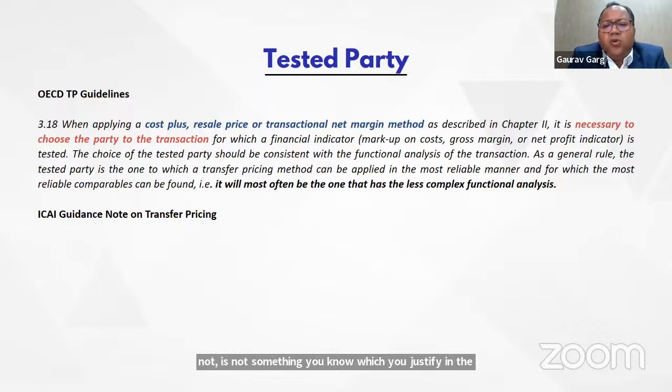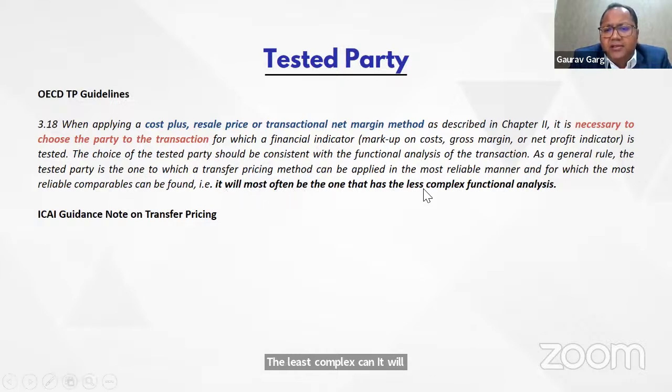We justify only one party. So that party, which needs to be tested under the cost plus, resale, and transactional net margin method, is called the tested party. You choose one party, and that party should be the least complex. It will most often be the one that has a less complex functional analysis.